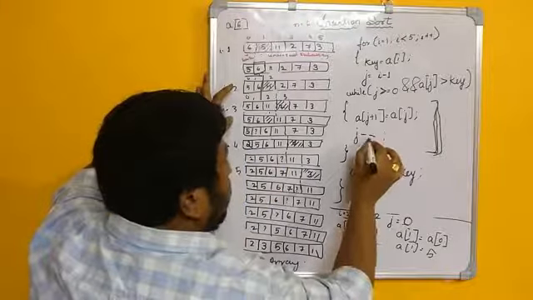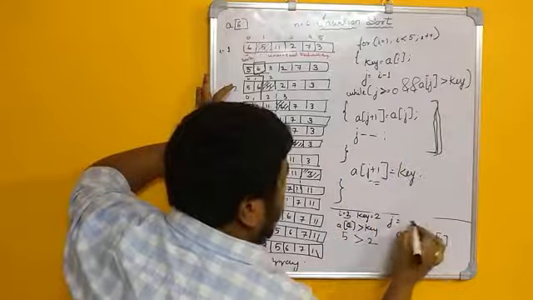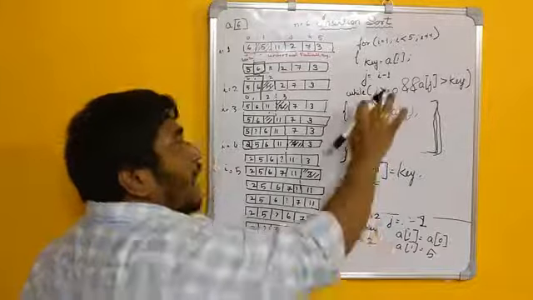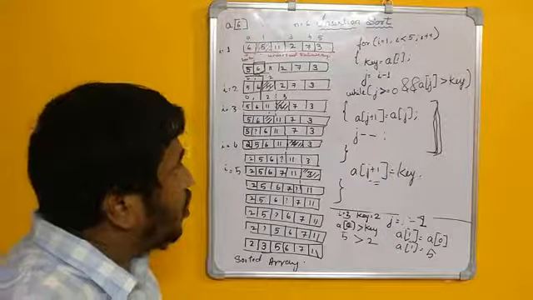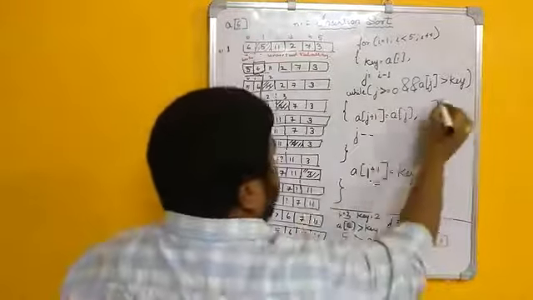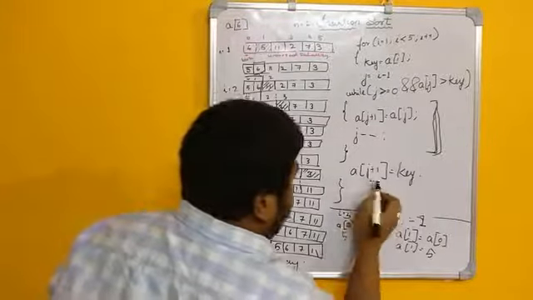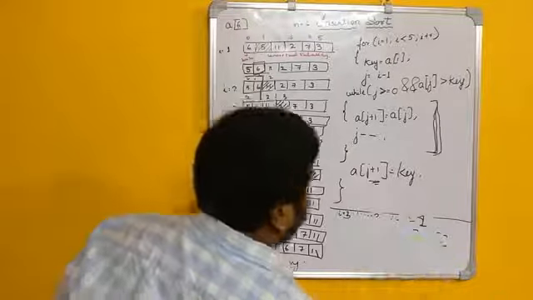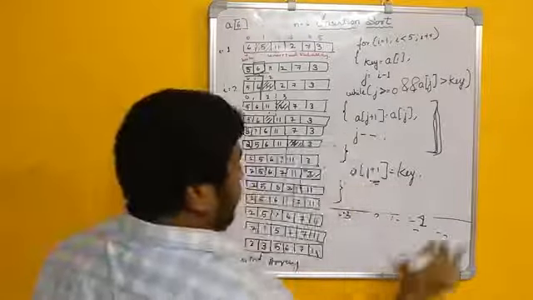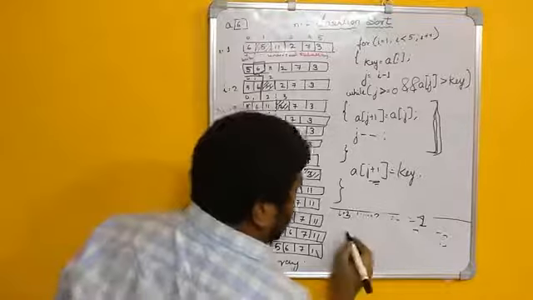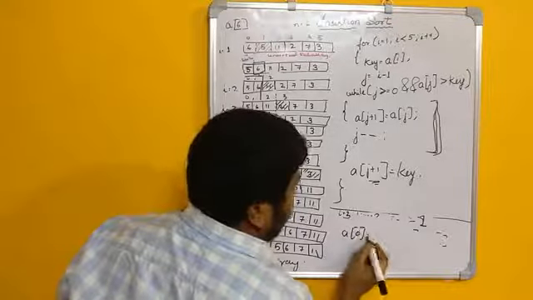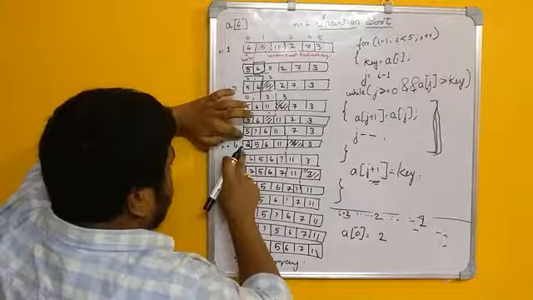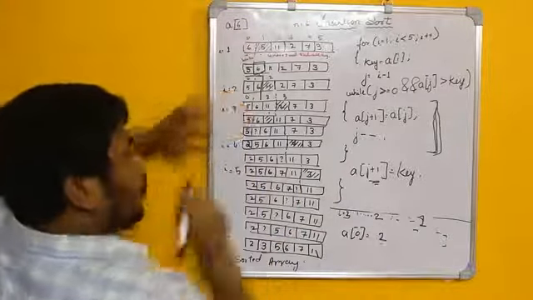Now again j will be decremented. j is now minus 1. So what happens? Again it goes to the while loop and checks the condition. j is greater than or equal to 0? No, the condition failed. So it will come out of the loop and execute this statement. What is that statement? A of j plus 1. j is minus 1, so j plus 1 means A of 0 is equal to key. What is our key? Key was 2. So A of 0, the first position, in that position we insert 2.